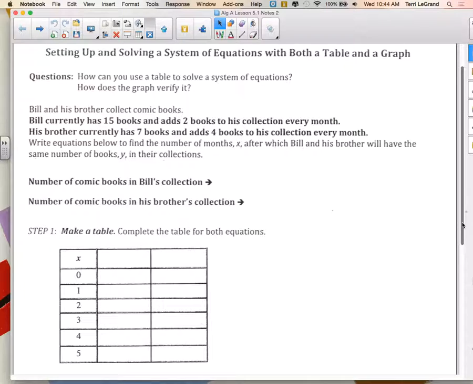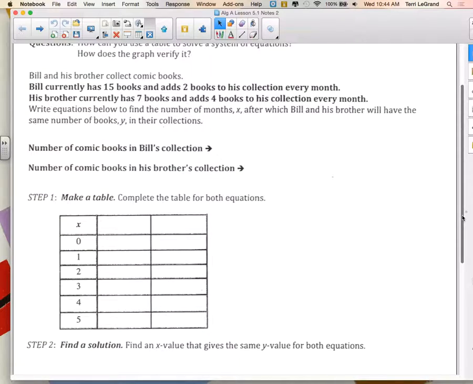Okay? So we have Bill and his brother who are collecting comic books. So here's where I'm at, right here. Okay, be with me. Bill and his brother collect comic books. Bill currently has 15 books and adds 2 books to his collection every month. His brother currently has 7 books, and how many is he adding every month, Calvin? 4, yeah. He's adding 4 every month. So he starts with less, but he's adding more each month.